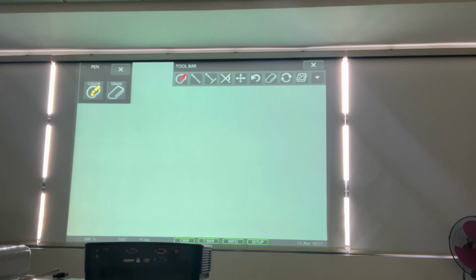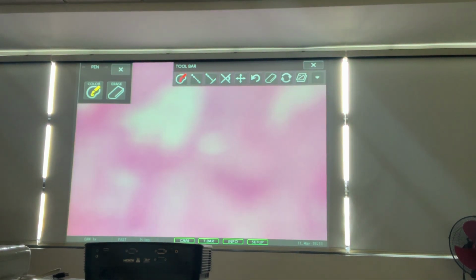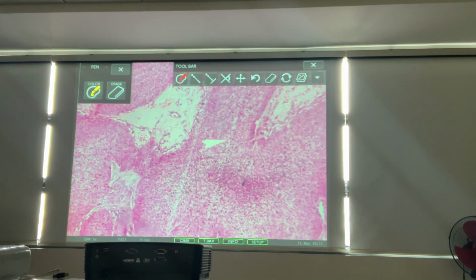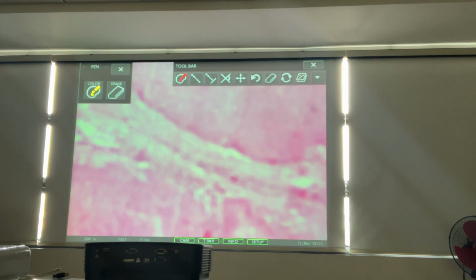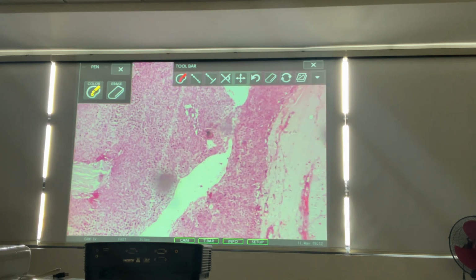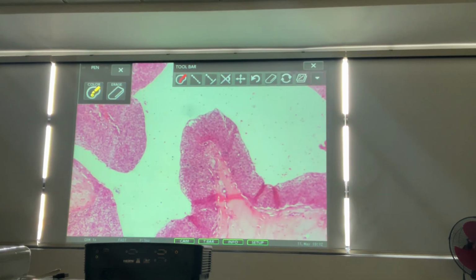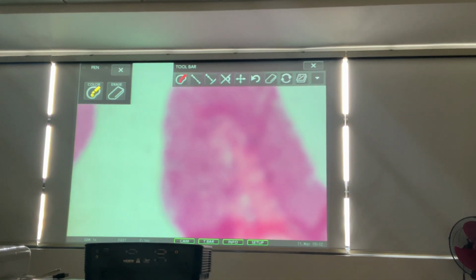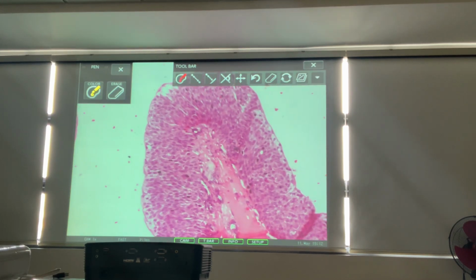Last slide would be transitional cell carcinoma. This one is also associated with smoking and drinking. So this one grows in the urinary bladder. So transitional or pseudostratified columnar epithelium. And they grow inside the urinary bladder. So normally, your urinary bladder is lined by transitional cells or transitional epithelium.